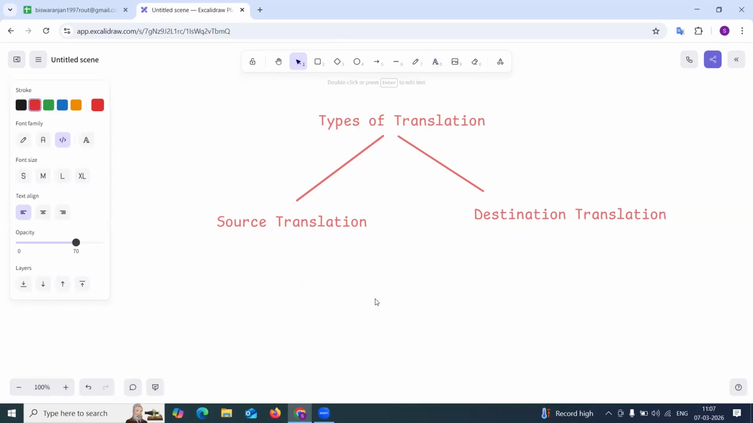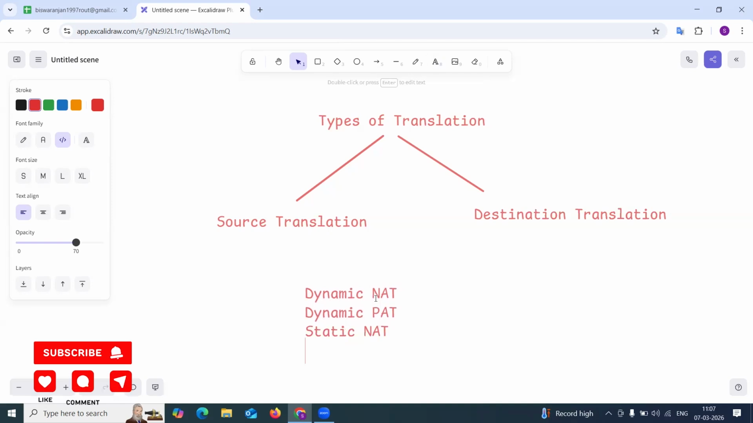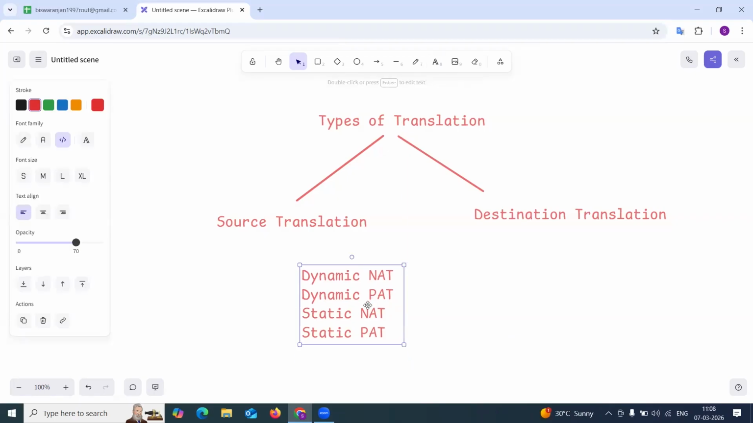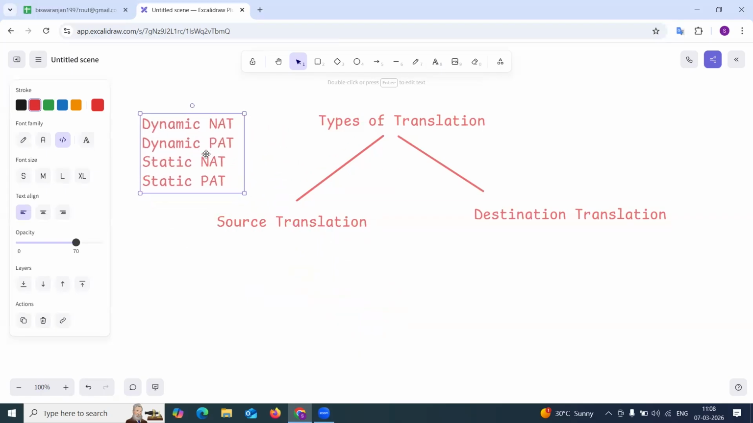Now we have dynamic NAT, dynamic PAT, static NAT, and we have static PAT. These are the four major types of translation used to resolve source translation or a destination translation. Is this clear? So we have a source translation, we have a destination translation.